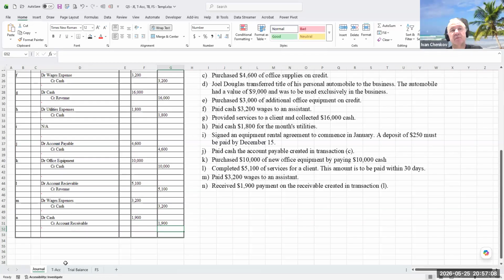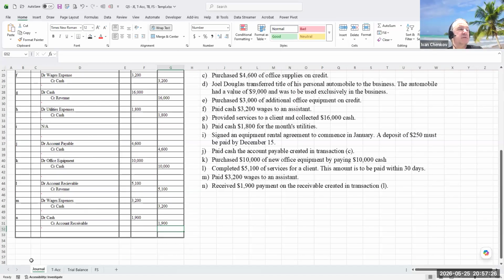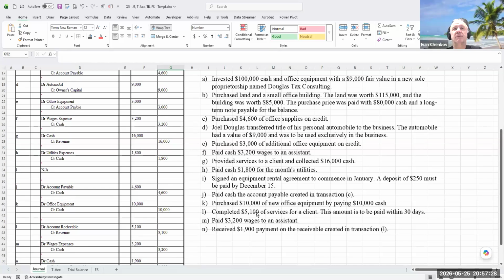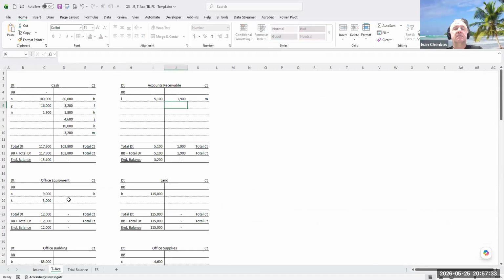1,900 dollars. Now let's put this one in the T account. Cash, let's get the cash $1,900 and let's reduce accounts receivables with $1,900. And we're done with all the transactions. Now let's see what's happened. On the T accounts, now we can see and do some analytics.